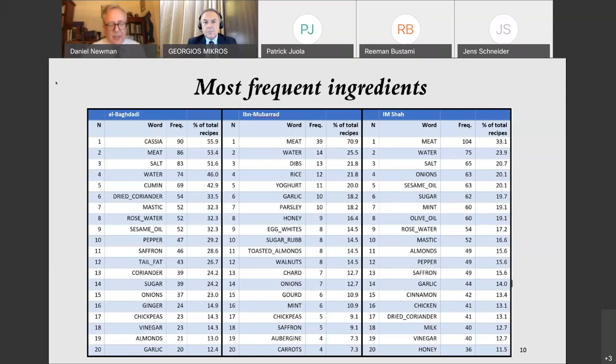Secondly, there is a similarity in the core ingredients across the books, and therefore a similarity in flavors, with all of them having several sweeteners, whether they be cinnamon or cassia, the cheaper variety of cinnamon, honey, rose water, or date syrup. And this is the dibs that you see in the list.